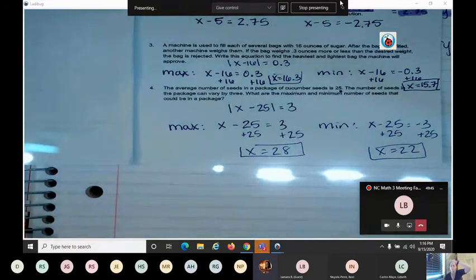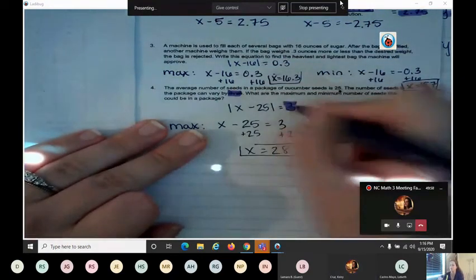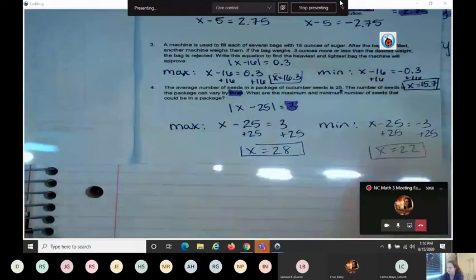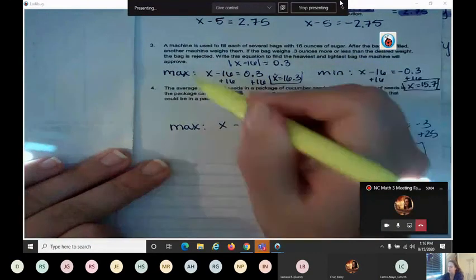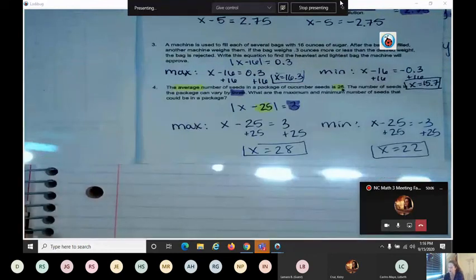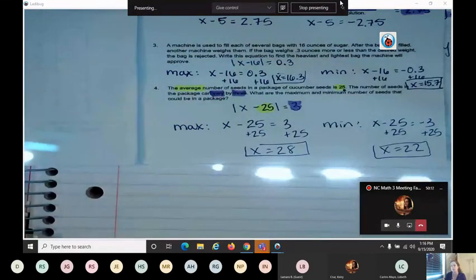So it's always going to be x minus the average? Yes, x minus the average equals the amount that it varies by. Yes, very good question. So 3 was the number it varied by. 25 was the average. And it says average here. And it has the word vary in the sentence with 3 right there. Okay, so that's how we knew to split it up like that.